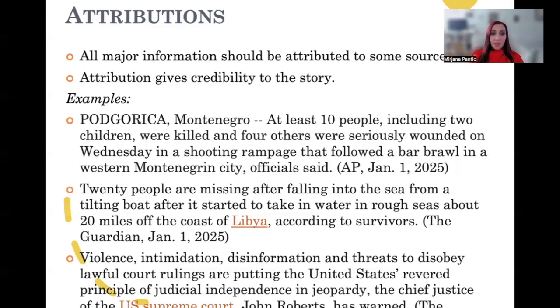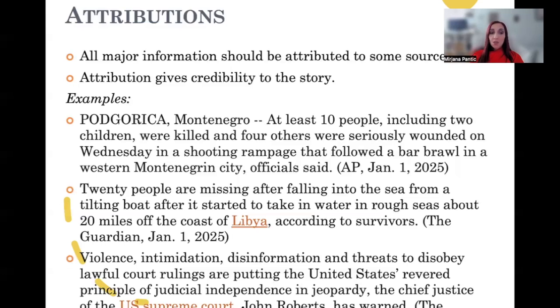And then the next example related to attributions in news stories is violence, intimidation, disinformation, and threats to disobey lawful court rulings are putting the United States' principles of judicial independence in jeopardy.